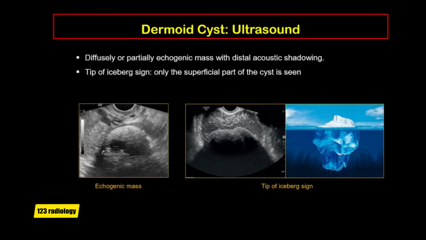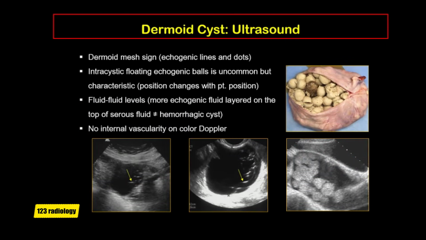Other common appearance is diffusely or partially echogenic mass, with distal acoustic shadowing. Shadowing may be so marked that only the superficial part of the cyst is seen. This appearance is called the tip of iceberg sign. Other common appearance is dermoid mesh, which is multiple thin echogenic lines and dots, caused by hair in the cyst cavity. Intracystic floating echogenic balls, which move with change in the patient's position, is uncommon, but characteristic for dermoid cyst.